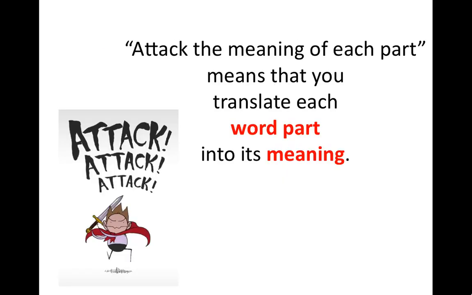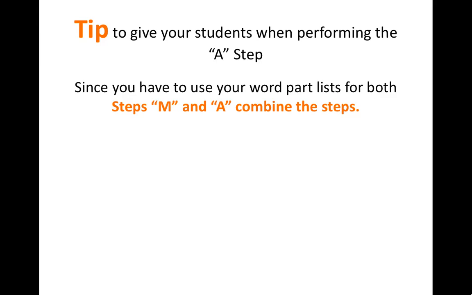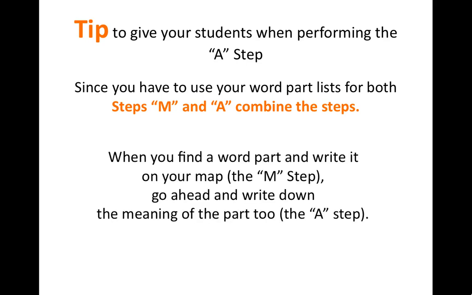The A step requires students to attack the meaning of each part. The students will record the meanings of each of the word parts they find on their word parts list. Here is a tip to give your students when performing the A step. Since you have to use your word part lists for both steps M and A, combine the steps. When you find a word part and write it on your map, which is the M step, go ahead and write down the meaning of the part too, which is the A step. You get both steps done at the same time.